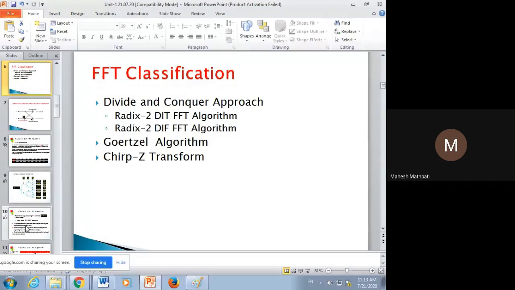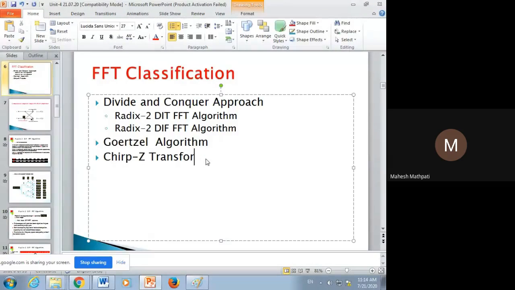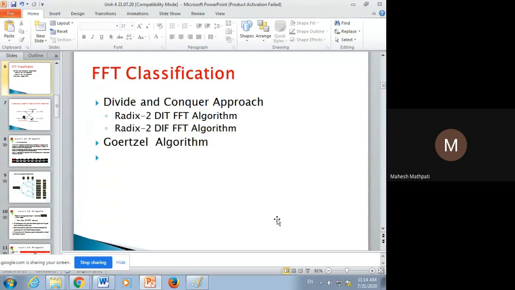And based on the linear filtering operation, this is not there in your syllabus, so we will not look into this part. Based on the linear filtering method, it is classified as the Goertzel algorithm. Right? So this is the FFT classification.